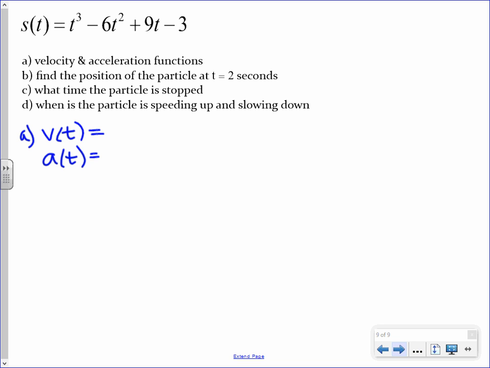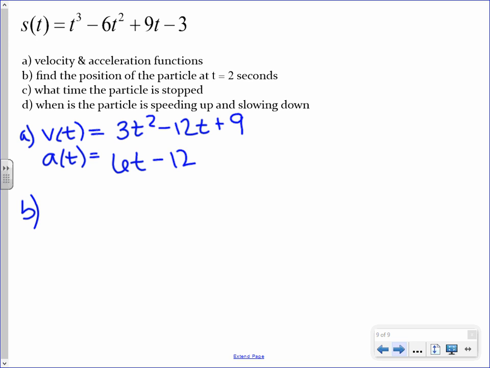Amy, what's your velocity function? 3t squared minus 12t plus 5. Beautiful. Acceleration function, Michaela. 6t minus 12. How do you feel about those? Awesome. Part B, find the position of the particle at t equals 2 seconds. Find the position at t equals 2.